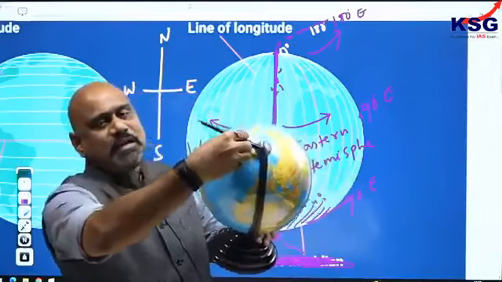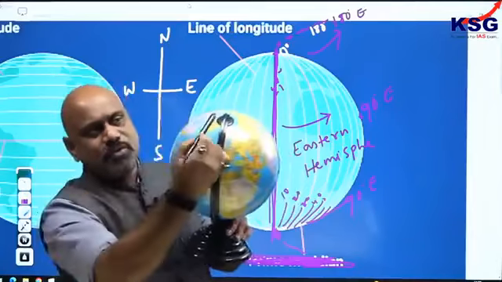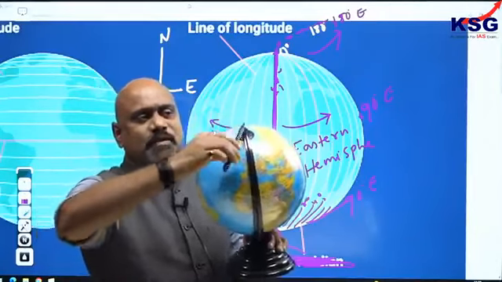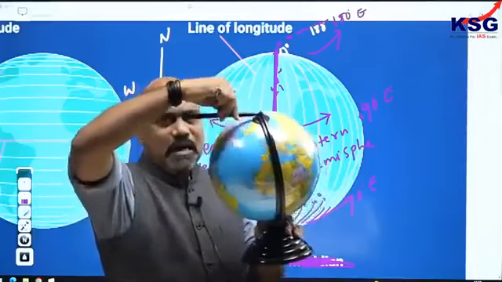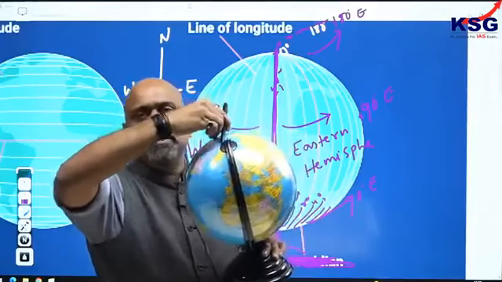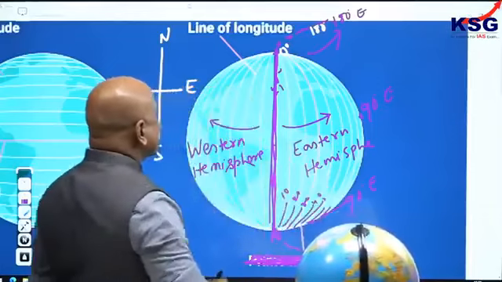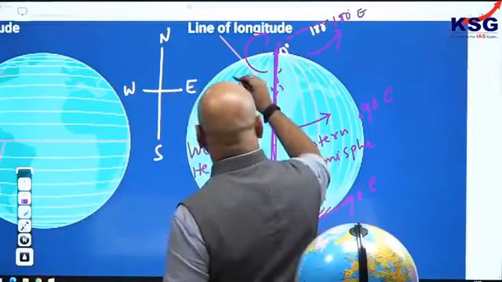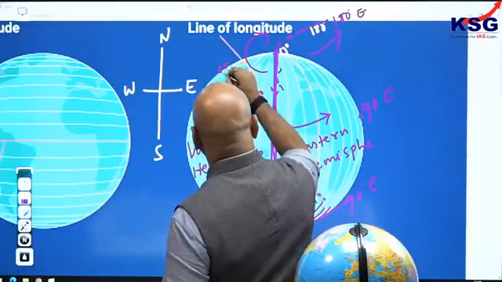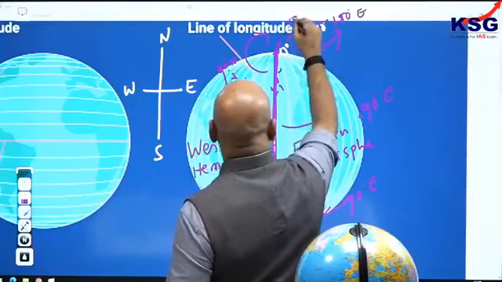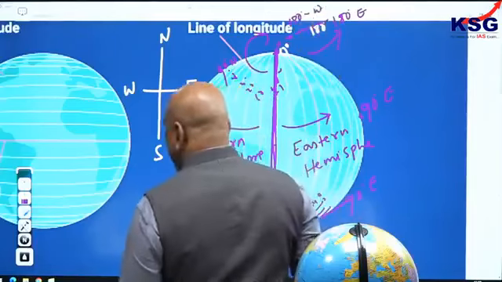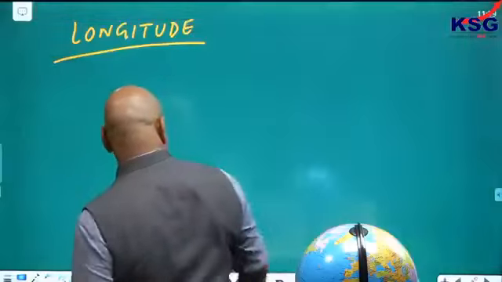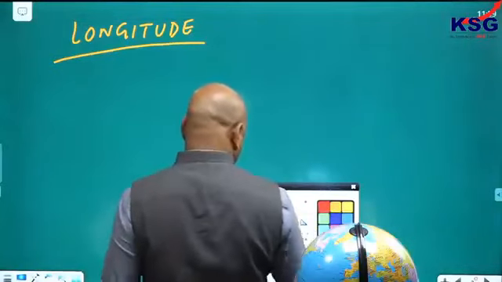0, 10, 20, 90 and 180 degree. Look at this: 0 degree, 10, 20, 30, 90 degree west, 180 degree west. From this side if I draw 10, 20, 30, 40, 50, 60, 70, 90 degree west, it is 180 degree west. So it is the same line: 180 degree east equal to 180 degree west. Yes or no?